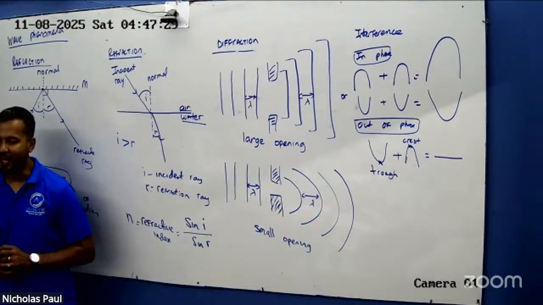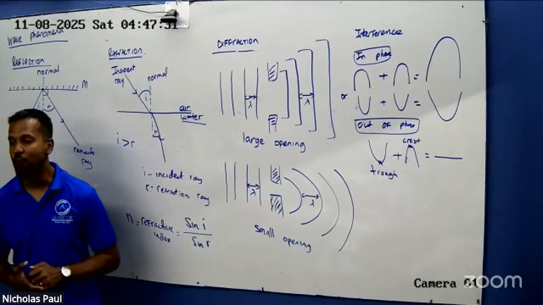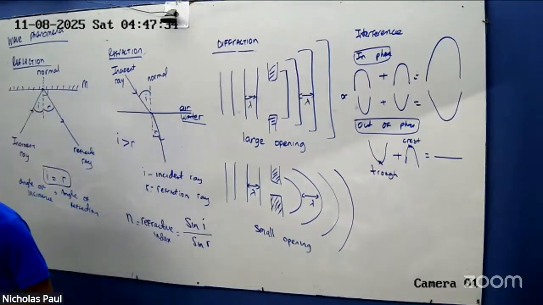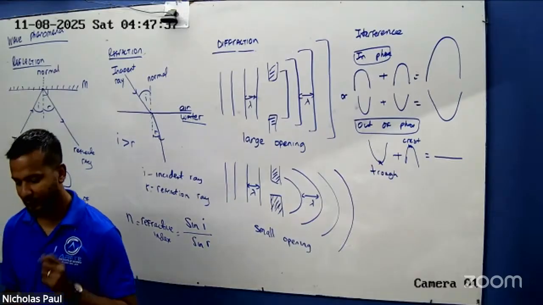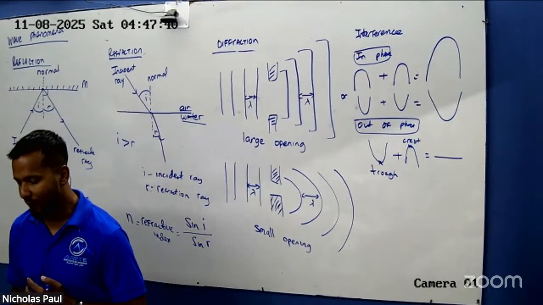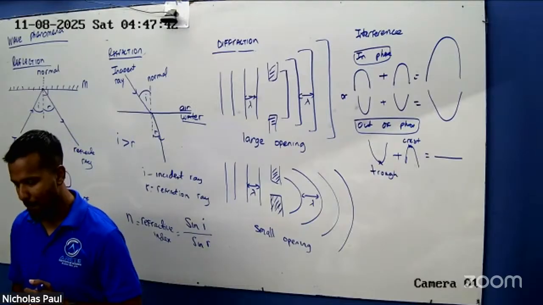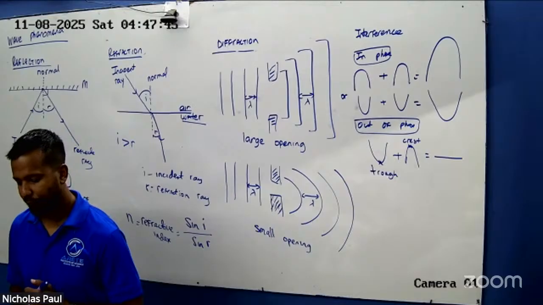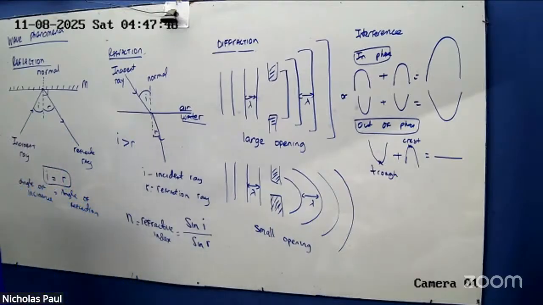Interference can be constructive when the overlapping waves are in phase, or destructive when the overlapping waves are out of phase.